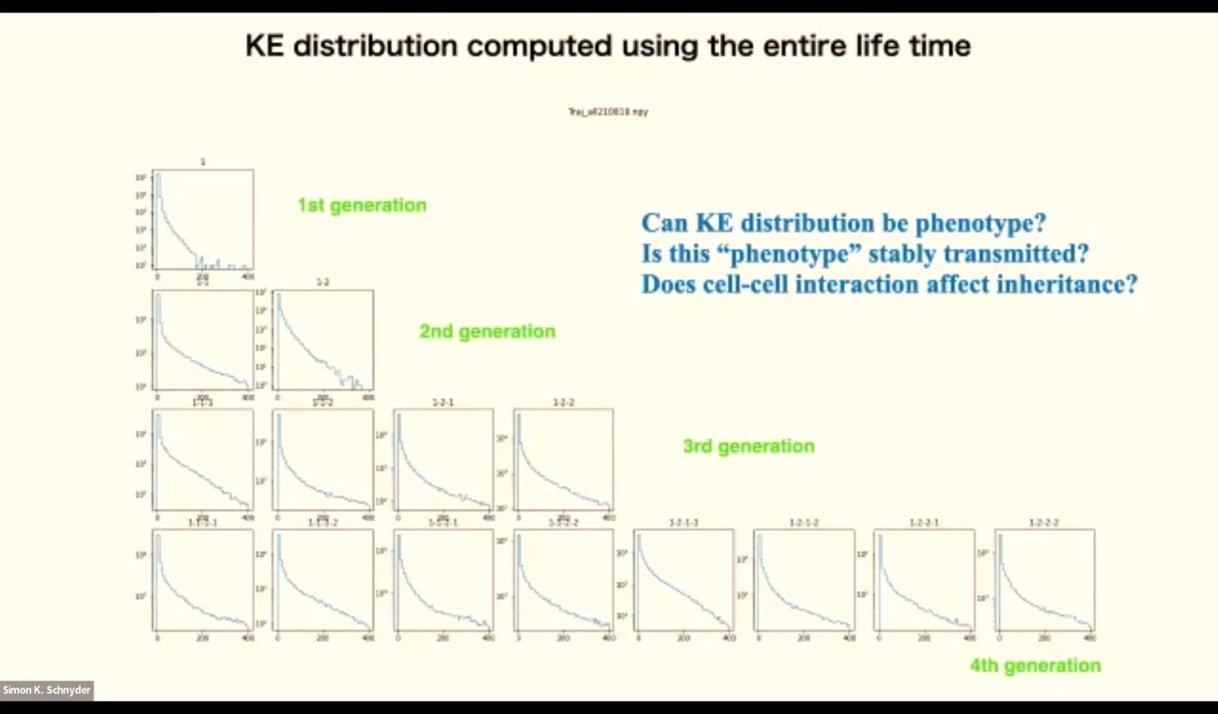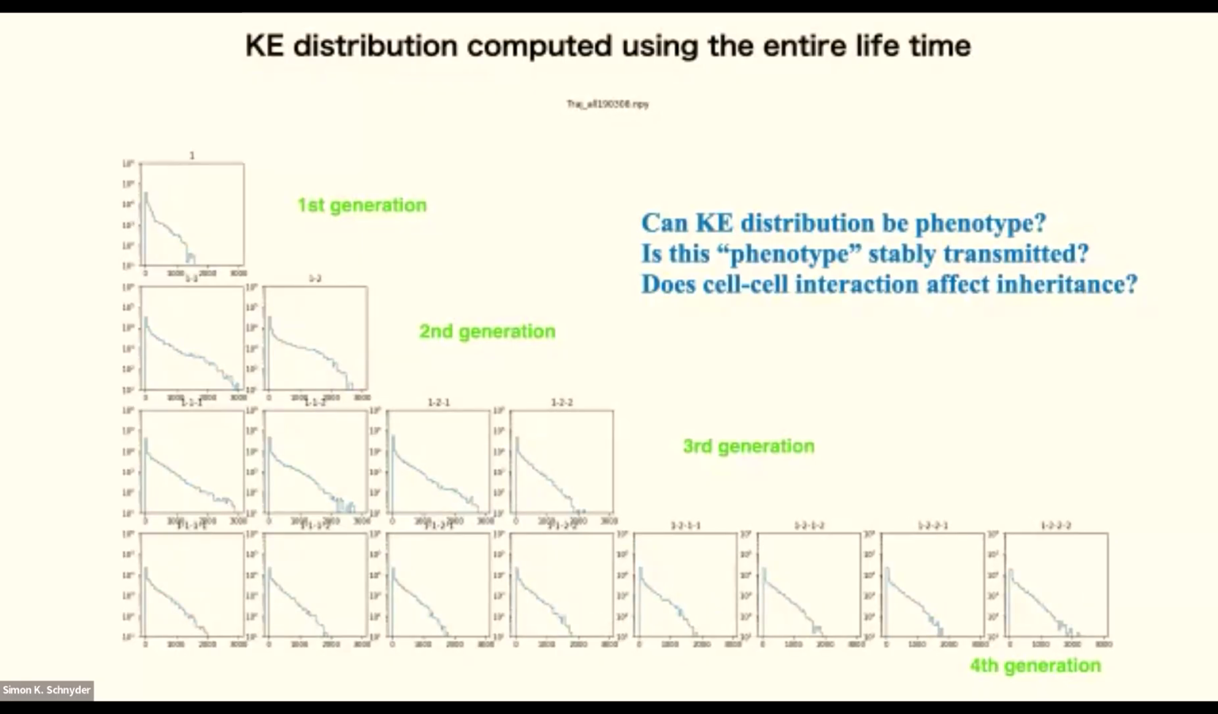So I got interested in whether the kinetic energy distribution function can be a kind of phenotype that can be transferred from one generation to the next. Then I looked into this another one. Again, it's not just a straight line, but it has another shoulder-shaped distribution, and it is also inherited by the offspring, right? So it seems like the kinetic energy distribution is inherited by the offspring.